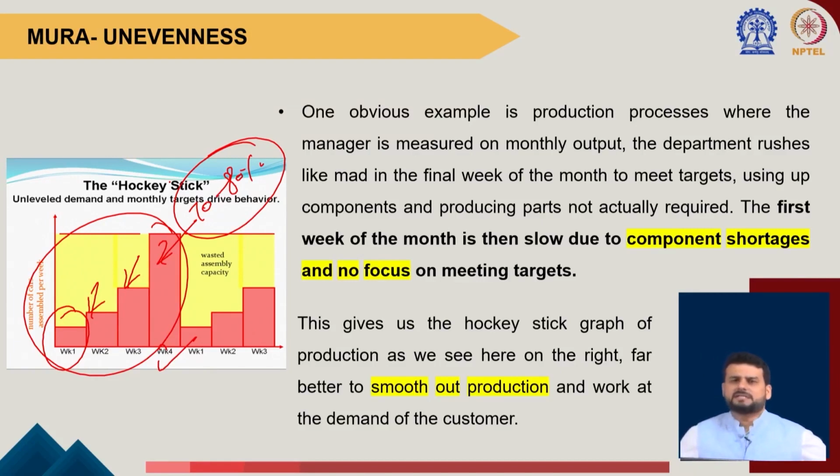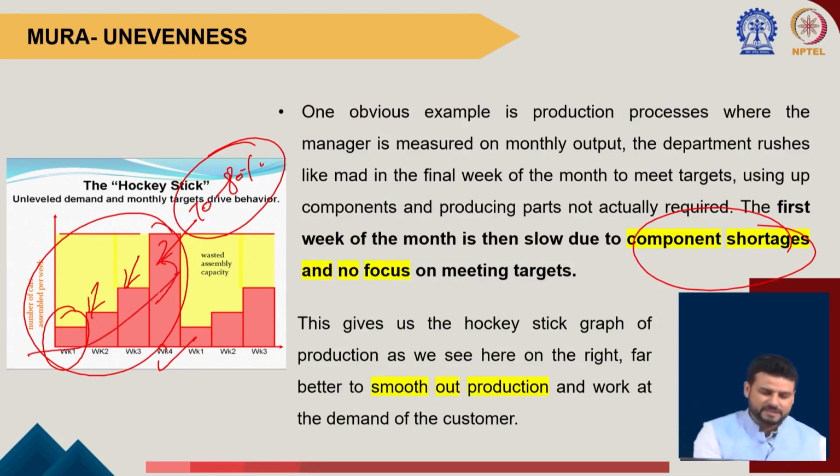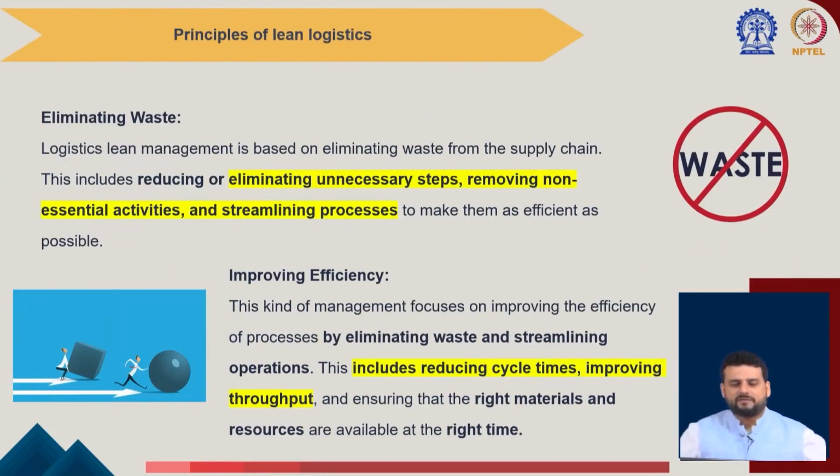And because this is happening with all stakeholders, we will even feel the shortage of the raw material supply, because raw material suppliers are also behaving in the same pattern, that hockey stick kind of graph you are getting, with the rush in the last week. So in that way we need to smooth out the production throughout, right? In that way we can avoid the unevenness.